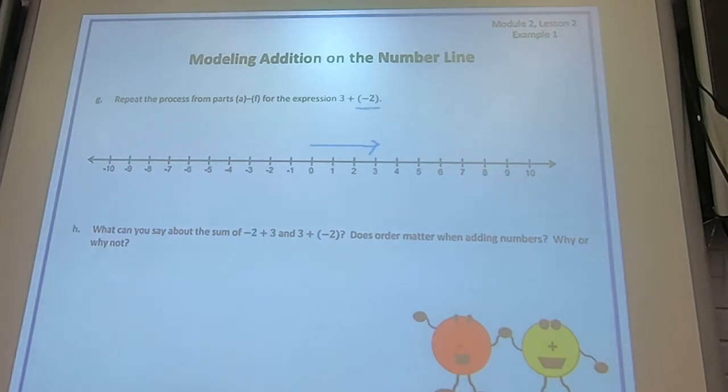Now I have to go left because it's negative. So 1, 2 to the left. I'm going to end up at 1, which is the same thing that I had on the last problem. So what can you say about the sum of -2 plus 3 and 3 plus -2? They're the same. Does the order matter? The order does not matter because of the commutative property that says you can change the order. So you can only change the order on addition, you can't do it on subtraction.